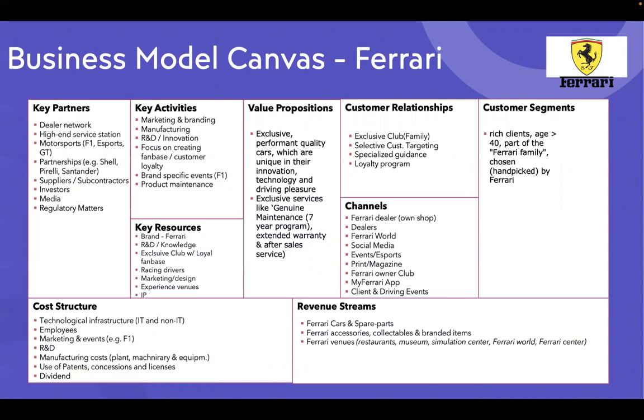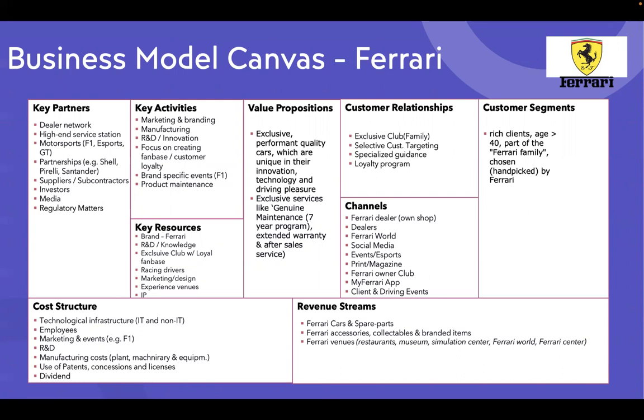As we understand here, the key partners are the dealer networks, high-end service creation partnerships, suppliers, investors, media, and regulatory bodies. Those people are the key partners for Ferrari. What are they doing? What are the key activities? They are into marketing and branding, manufacturing, research and development, innovation, then product maintenance and so on.